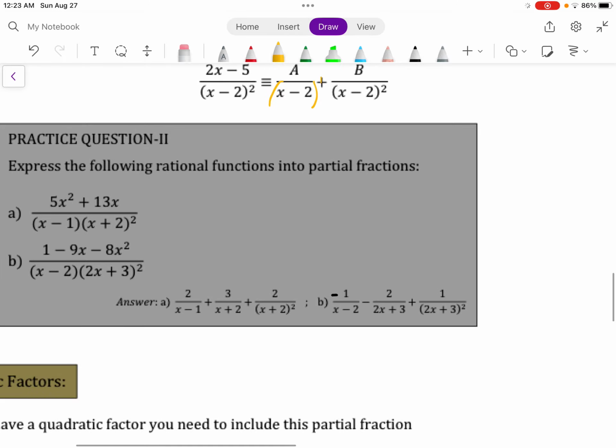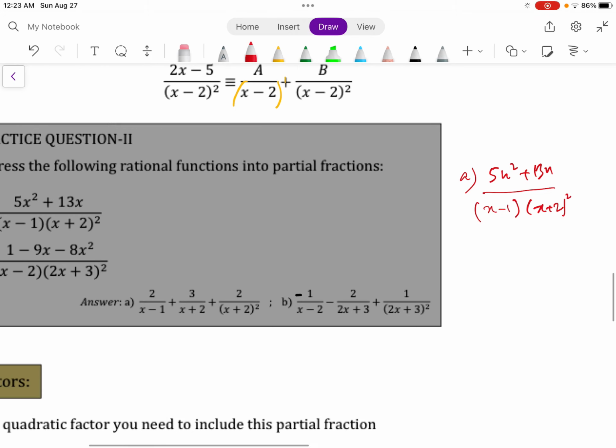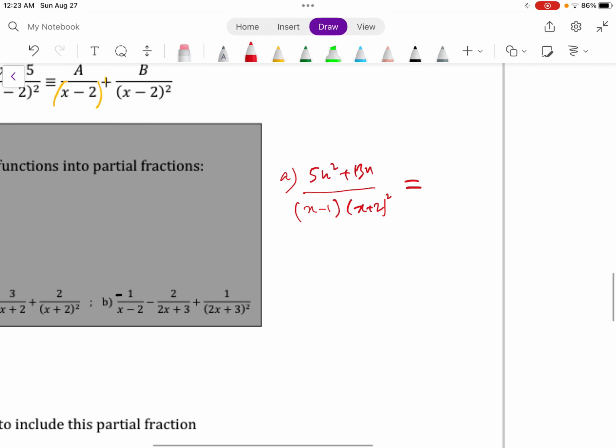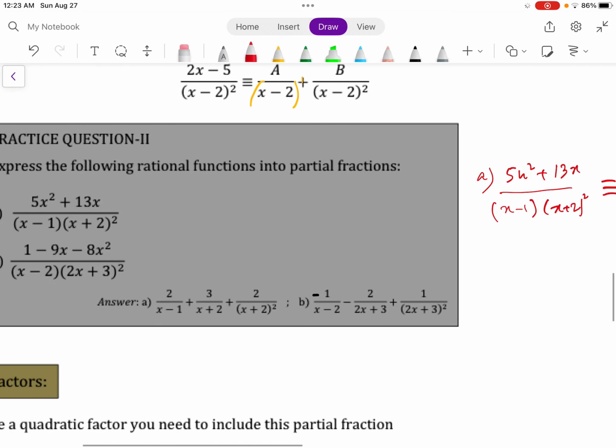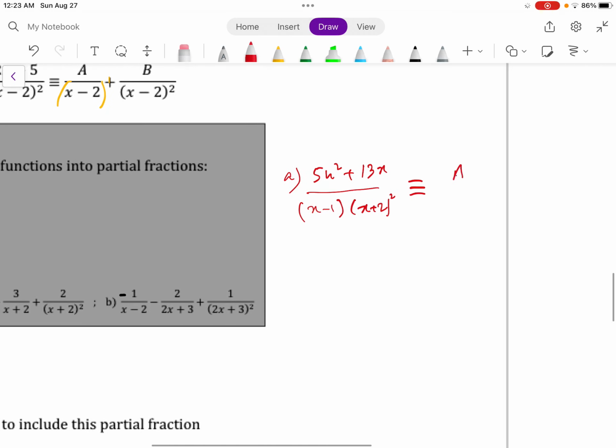So I'm going to do part A here, which is 5x squared plus 13x over x minus 1 and x plus 2 whole squared. So we are going to let this equal to A over x minus 1. This is the first case. It's just a linear factor. It has power of 1.